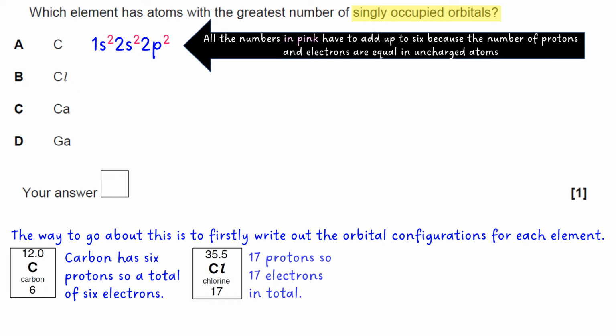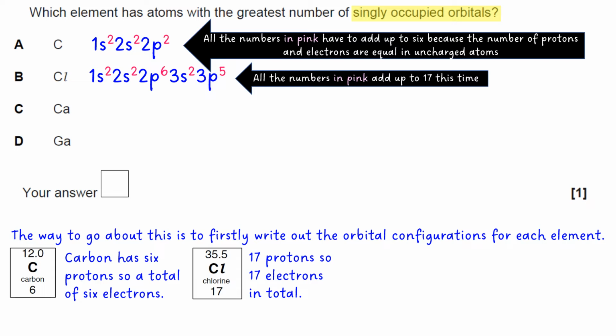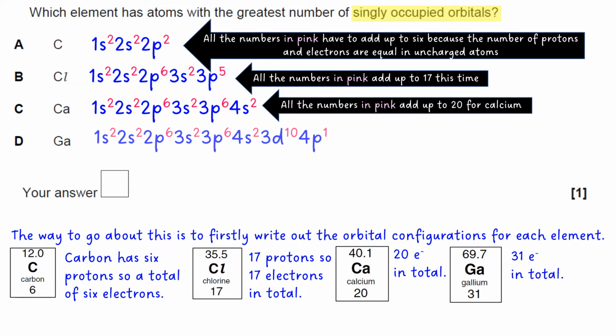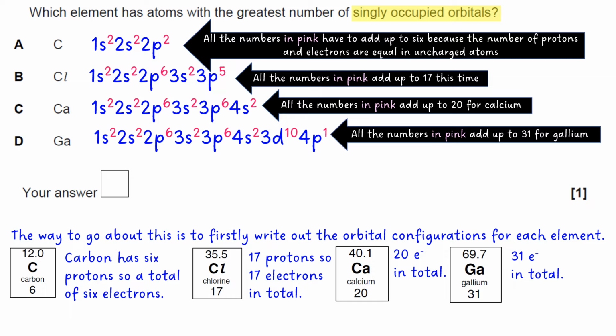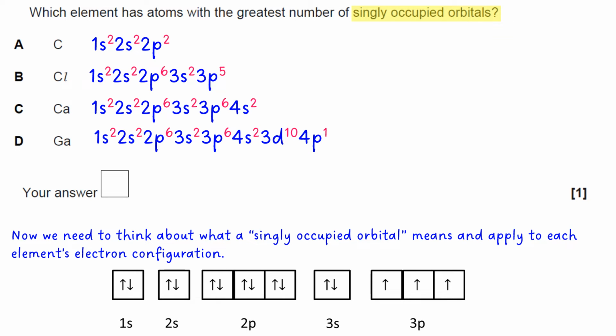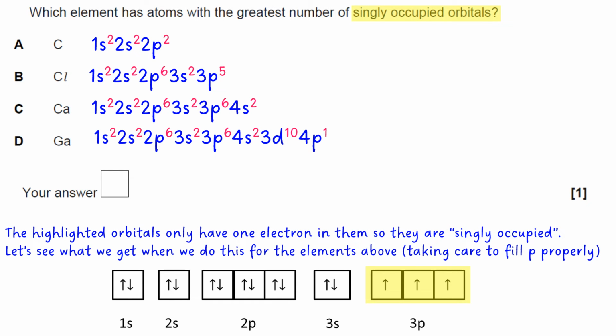So doing the same for chlorine, we get this. And for calcium, there are 20 electrons, so calcium will look like that. And for gallium, there's 31 electrons, so gallium will look like this at the bottom. So we need to think about what a singly occupied orbital might now mean. So if we turn to the box notation, we can see quite easily what a singly occupied orbital is. So the ones that are highlighted are singly occupied. So what we need to do is apply this idea to the elements in our question.